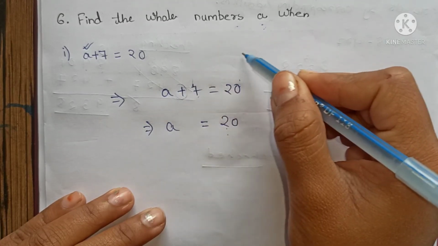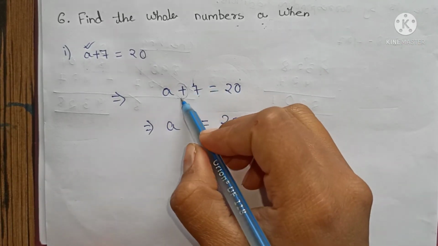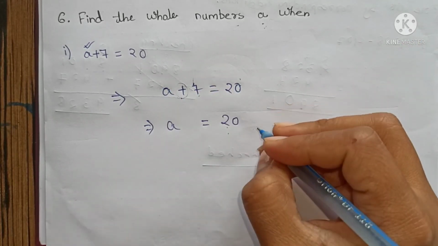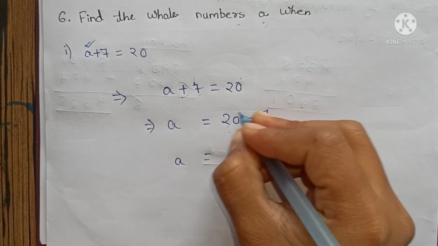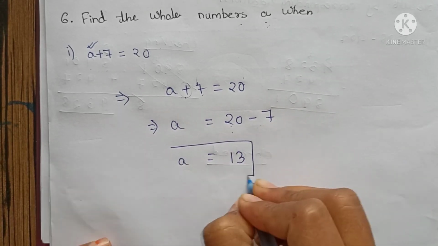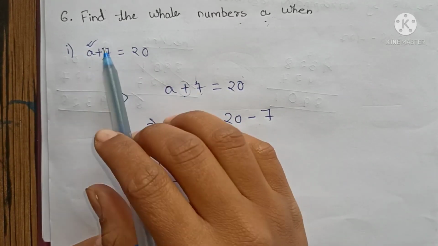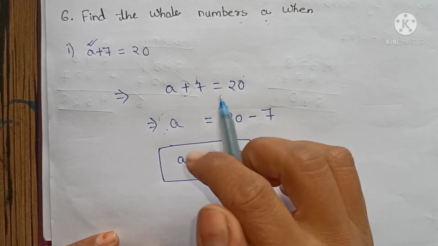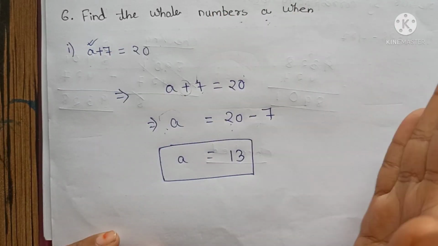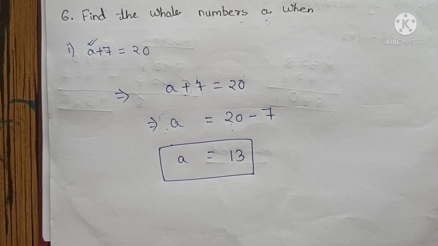whenever we transpose any number from one side to the other side, the sign changes. It was getting added here, so it will be the opposite of add, that is subtract. So a equals 20 minus 7, which is 13. So here we get the value of a, that is 13. Remember, whenever we have to find any value, we have to leave that variable, that letter, alone, and all the numbers must be transposed to the other side. The same we have done here, and we have found the value of a. I hope you have understood this one. Now please complete exercise 2.4.